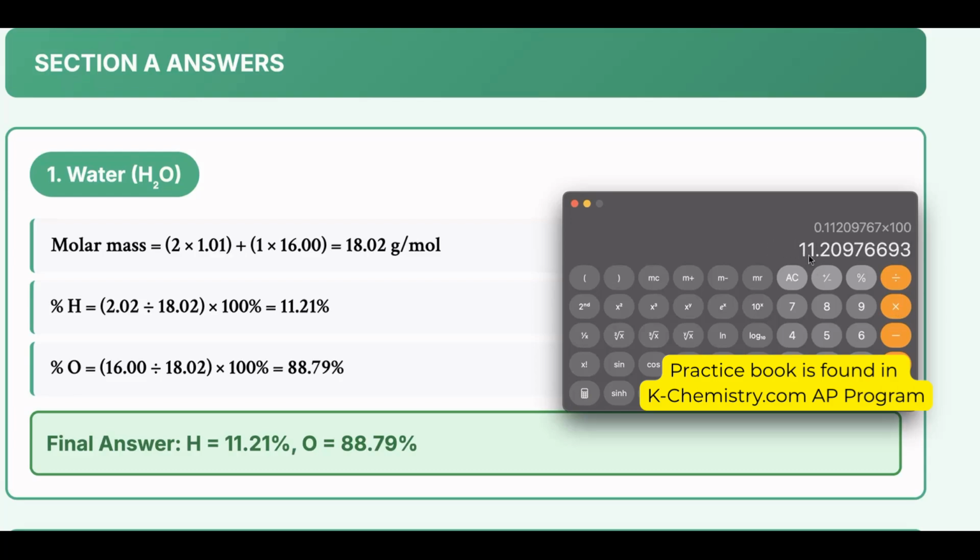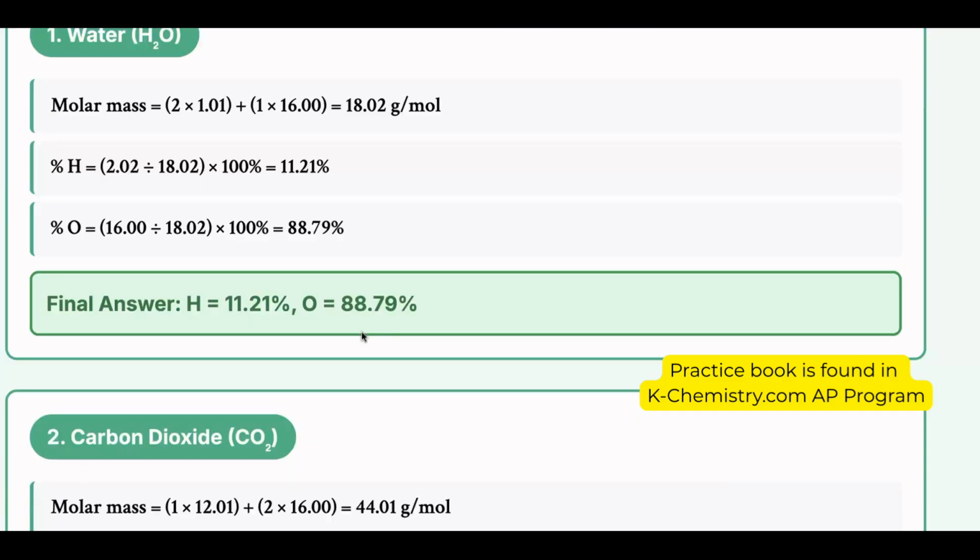I got 11.209. I need how many significant figures? 4 ones, so I'll pick the first 4 digits, 1, 1, 2, 0, and then the 0 will be changed into 1. So this means that's 11.21 percent. And for the second one, oxygen, I will do exactly the same. Divide the 16 by 18.02, multiply this by 100, you get 88.79%.